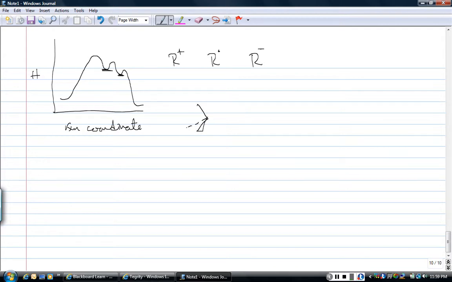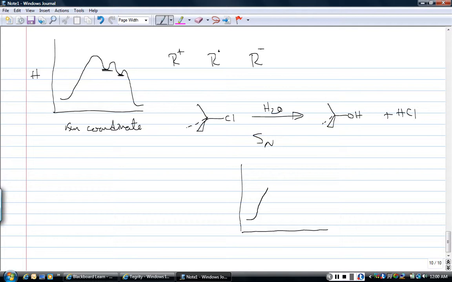and I take, say, this compound, and I treat it with water, what I end up with as my product would be the alcohol, and I'll make HCl. So this is a substitution reaction. I can call it an SN reaction because the character of the incoming species, the water, is a nucleophile. Well, if I draw the reaction profile diagram for that reaction, it turns out what I actually get is the following. I have this step, this step, this step.